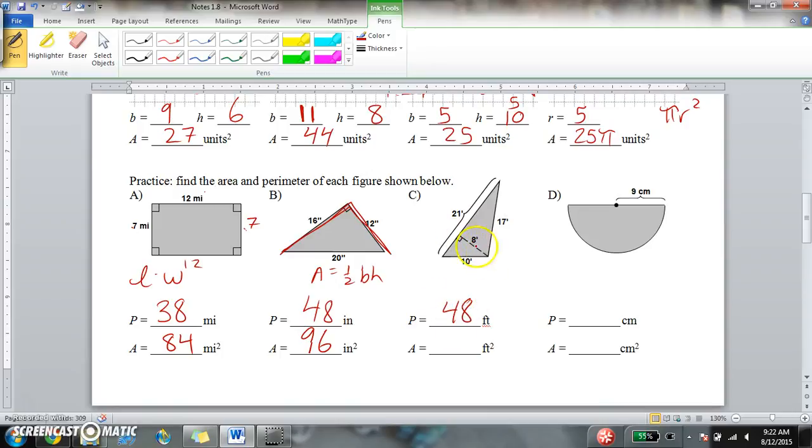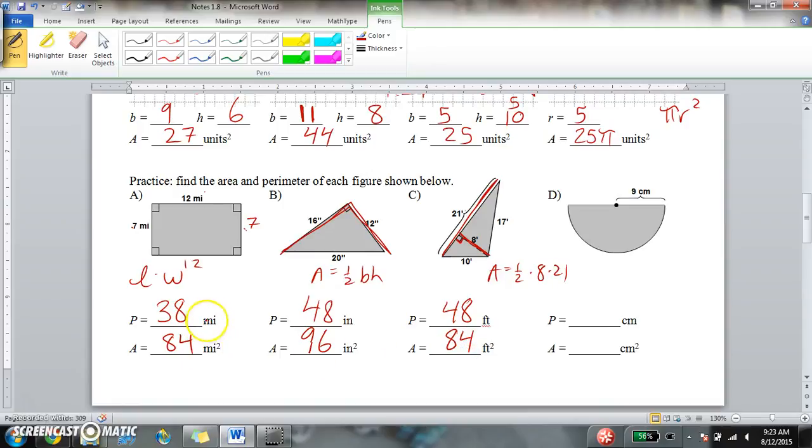Now, whenever you see this dotted line inside a triangle and it's perpendicular to one of the sides of the triangle, this is going to be your height, and the side that it's perpendicular to is going to be your base. They're right there for you. Whenever you see that, that's your height, that's your base. So area is 1/2 times 8 times 21. When you multiply all that out, you would get 84 feet squared.